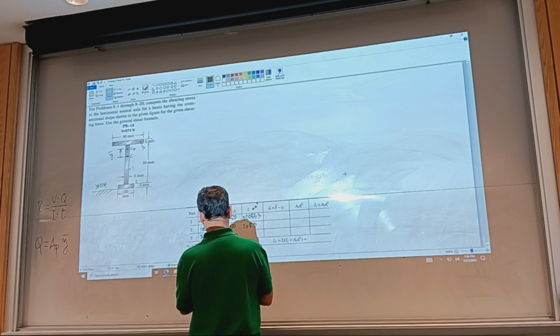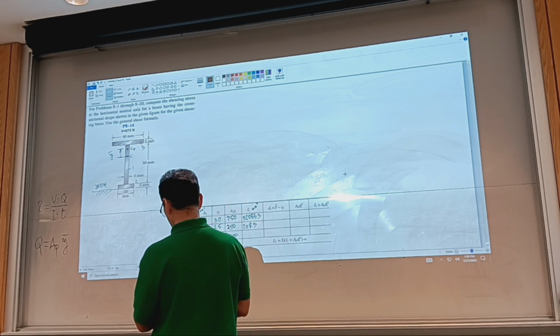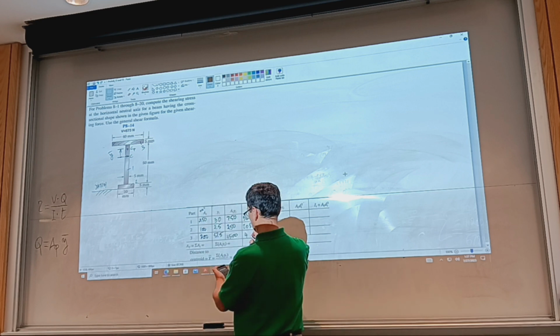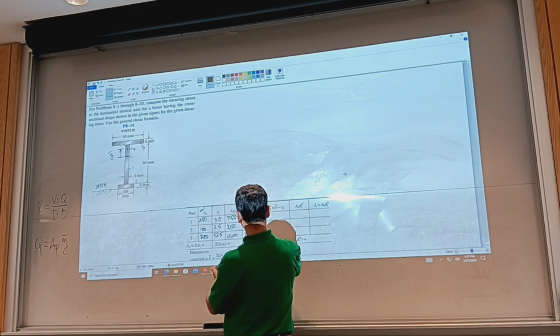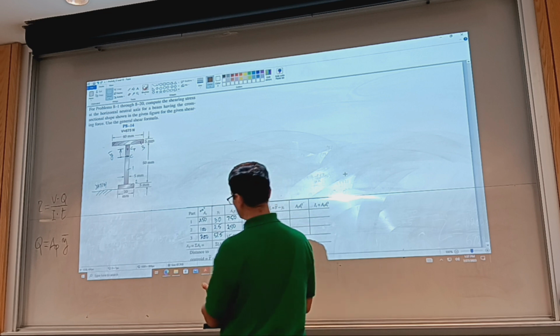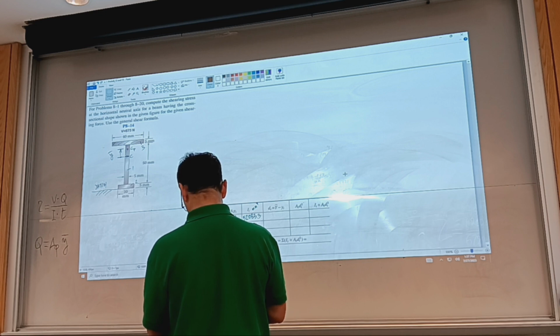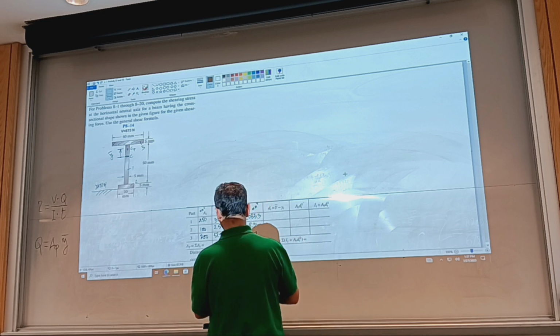2083, and the other one is 40 times 5 to the power 3 over 12, for 16.7. Let me double check the first one. Maybe I missed that. So again, 5 times 50 to the power 3 over 12. 52083. Right, done.